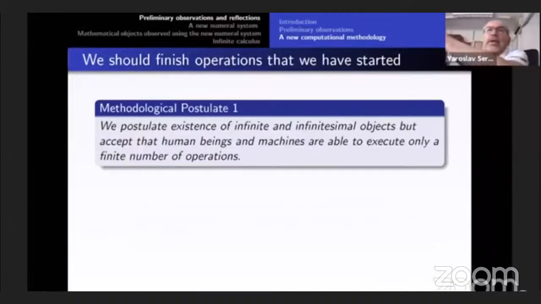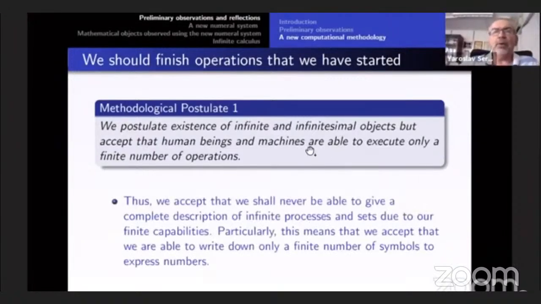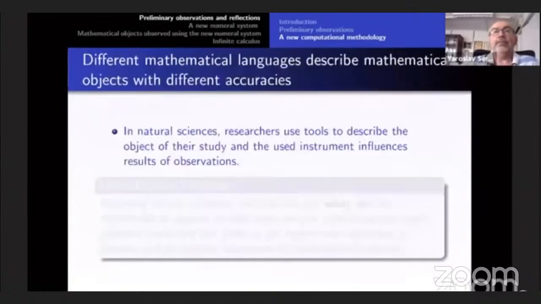So we would like to introduce this methodological postulate. We postulate existence of infinite and infinitesimal quantities, but also we accept that human beings and machines are able to execute only a finite number of operations. So a priori, we accept that we shall never be able to give a complete description of infinite processes and sets due to our finite capabilities. And this means also that we accept that we are able to write down only a finite number of symbols.